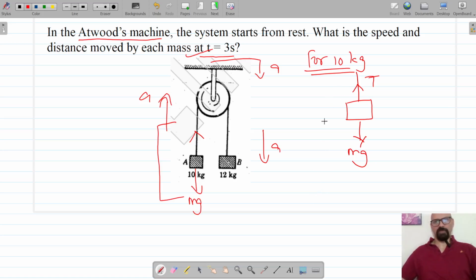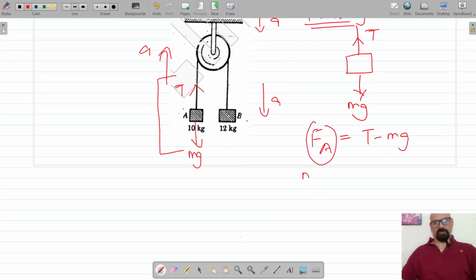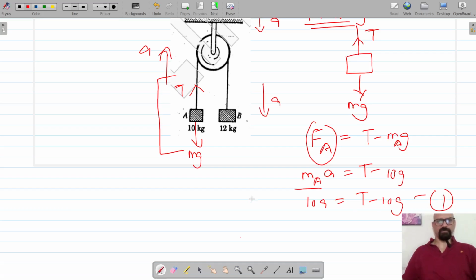So the net force on the 10 kg mass, let's say this is object A: the force on object A is, because the tension is greater, the tension minus the weight. The force on mass A will be the mass of object A times the acceleration of the system. This is T minus 10g, which is equal to 10 a. Let this be the first equation: 10a = T - 10g.